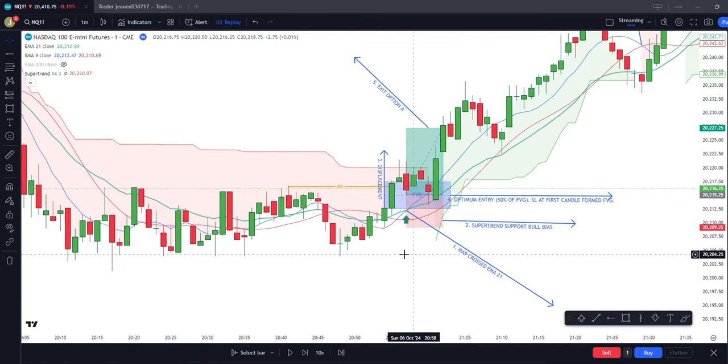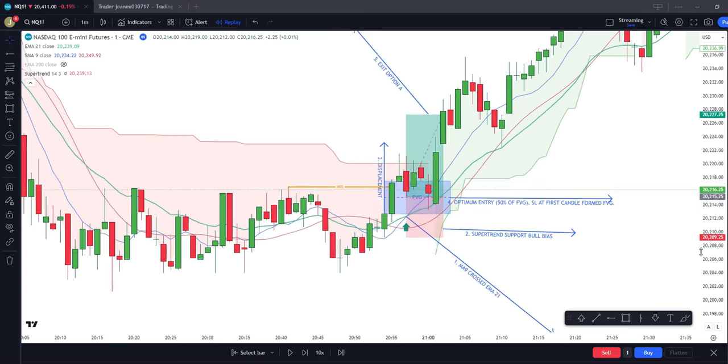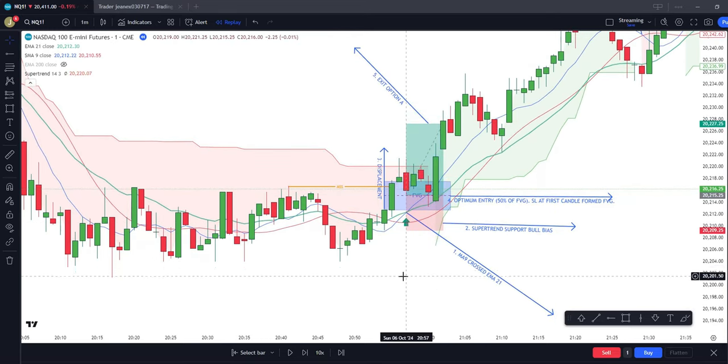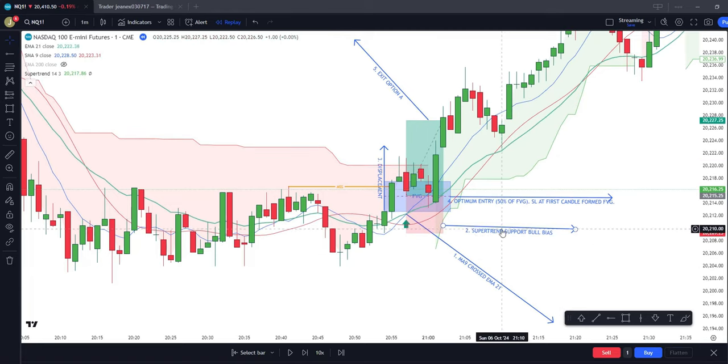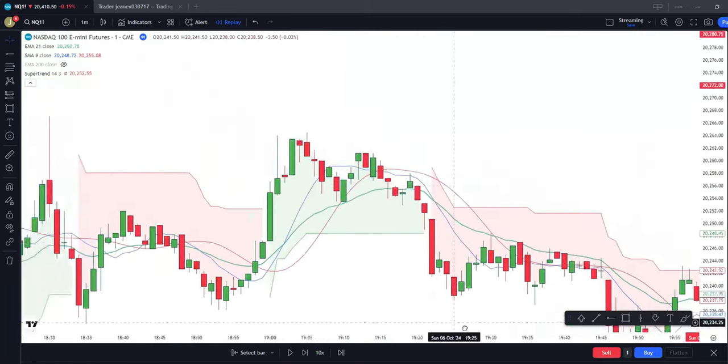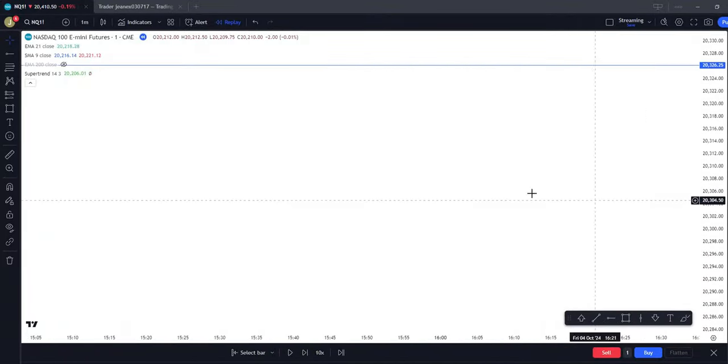And then all of a sudden, at 2:20:55, we have a signal here. The moving average crossed, so this is an example. That's our signal. And then the super trend supports the bull bias. You see? Yeah, so that's an example. Let's go back to the topic.